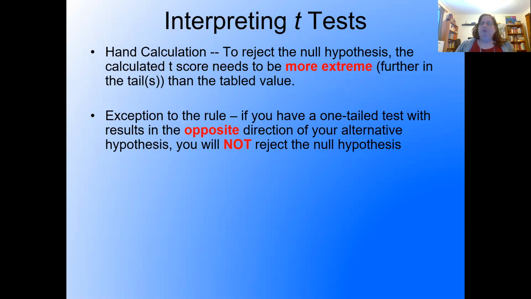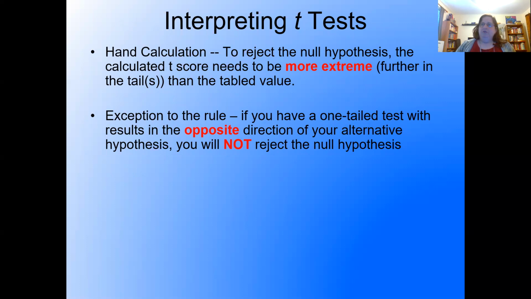Okay, so if you think about your table as either the z cutoff score or the t cutoff score, or you can think of it as the z tabled score or the t tabled score. And then we have a t-score or z-score that you calculated that we want to compare. We want the one that you calculated to be more extreme, further in the tails than the table value.